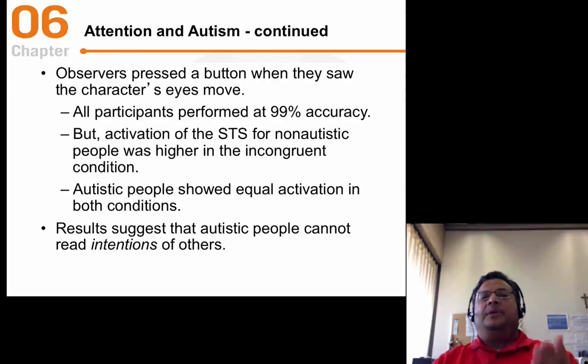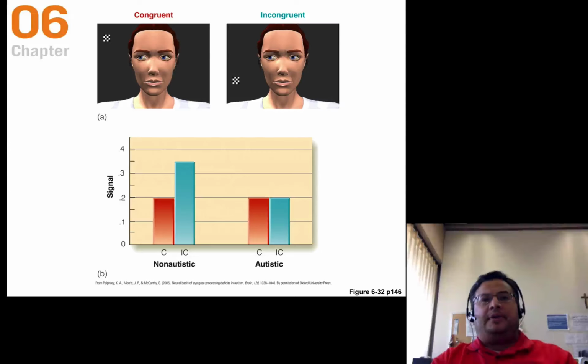So even though this animated character was looking, let me see if I have it. Yeah, here it is right here. So even though the animated character was actually not looking at the checkerboard pattern in both of these instances, right? This character here is looking at the checkerboard pattern. In this instance, the character is not looking at the checkerboard pattern because it's down here. The autistic person's brain responded the same to both of these things.